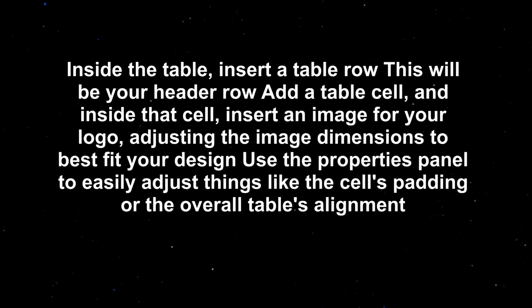Inside the table, insert a table row. This will be your header row. Add a table cell, and inside that cell, insert an image for your logo, adjusting the image dimensions to best fit your design. Use the Properties panel to easily adjust things like the cell's padding or the overall table's alignment.